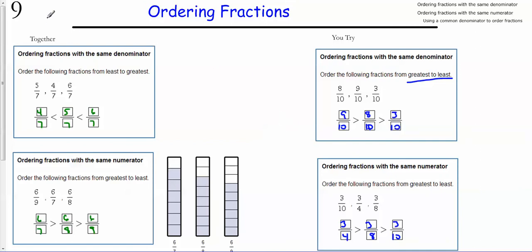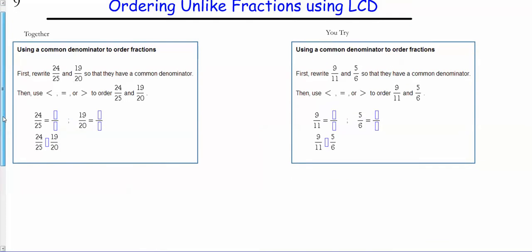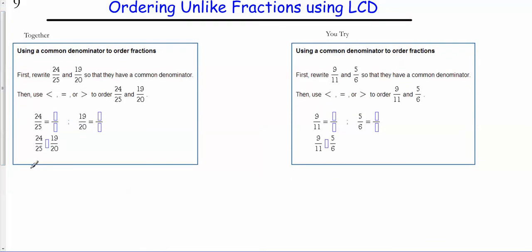There's nothing required here. Here we got some work to do. Okay, we're going to order unlike fractions using the least common denominator. Okay, so these are comparing. We'll get to ordering here in just a second. So I'm comparing. So basically what I want to know is which one's bigger, 24/25ths or 19/20ths.